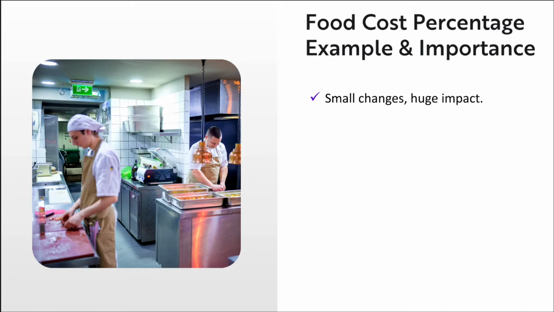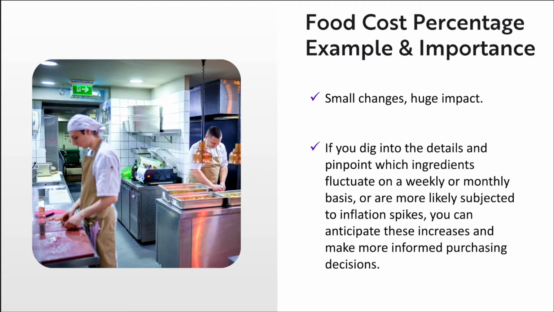You'd never purchase a lot of ovens or automatic dishwashers for the matter without having a complete understanding of the costs. Well, that's the same with your food cost percentage. What's more is if you dig into the details and pinpoint which ingredients fluctuate on a weekly or monthly basis, or are more likely subjected to inflation spikes, you can begin to anticipate these increases and make much more informed purchasing decisions, all to the benefit of your entire operation.